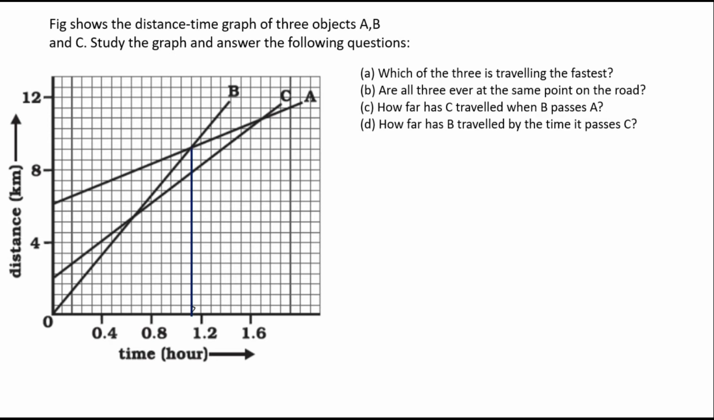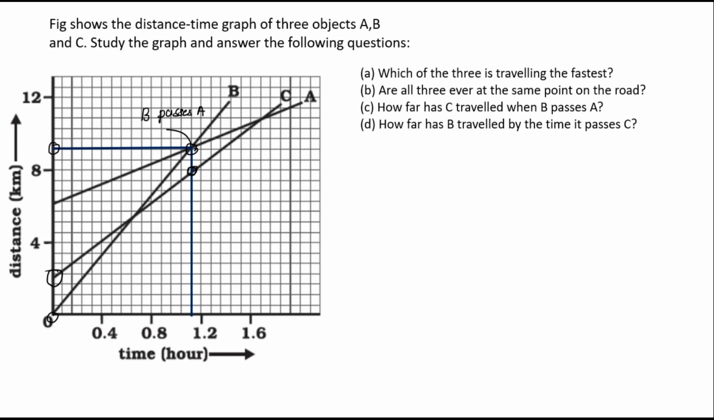So at this particular time, B passes A, which is almost equal to this much of distance, right? So this is the mark for us, which will help us to find out how much C has traveled. This is the point which tells us that B has passed A. So here B passes A, right? Now where was C at that time? C was somewhere here. But when did C start? C has not started from here at 0. It has started from this particular point, right?